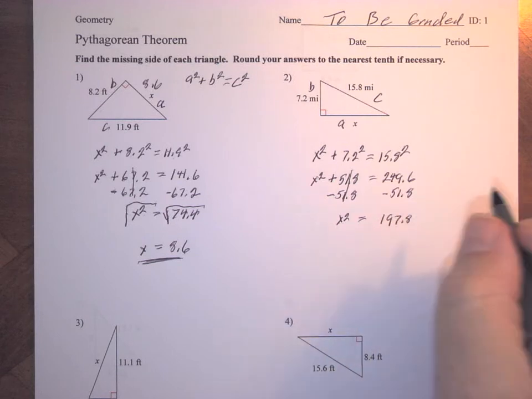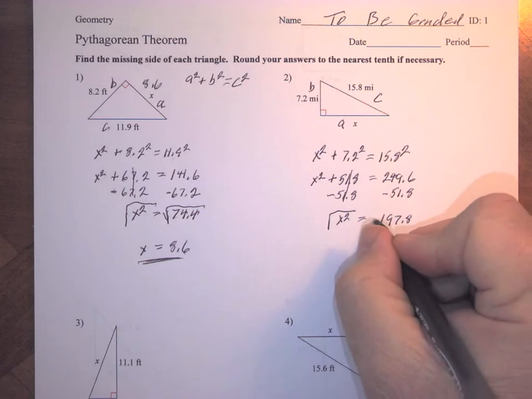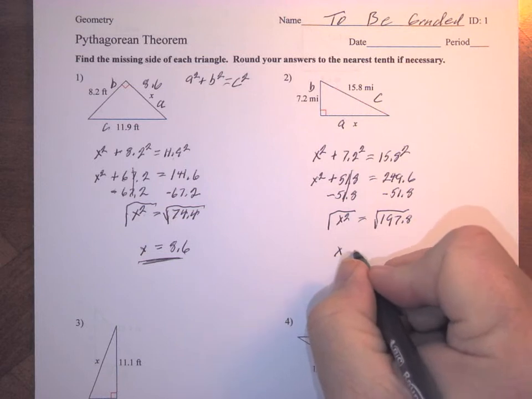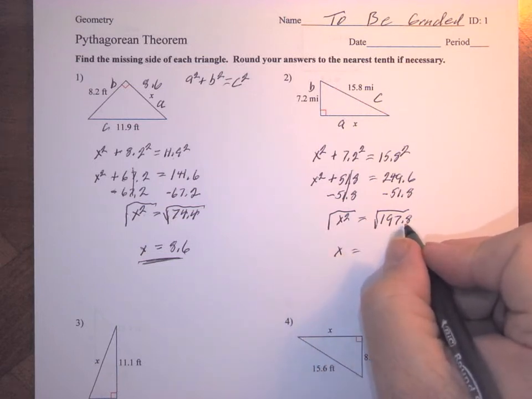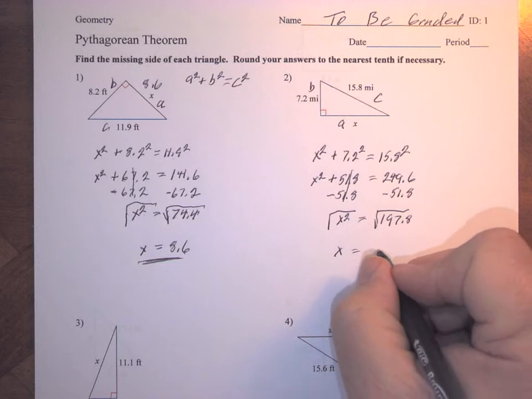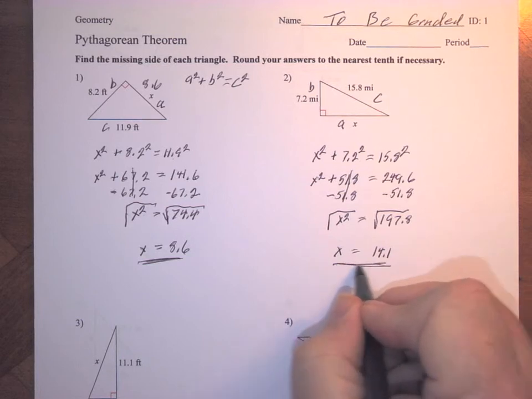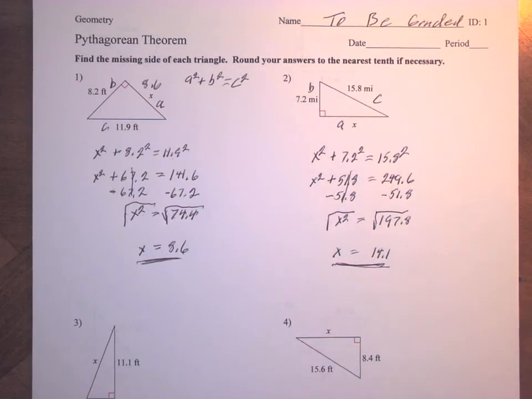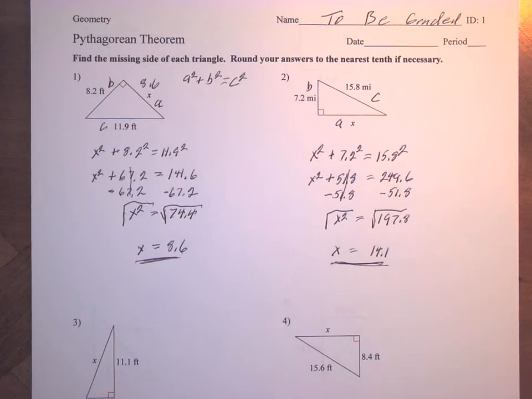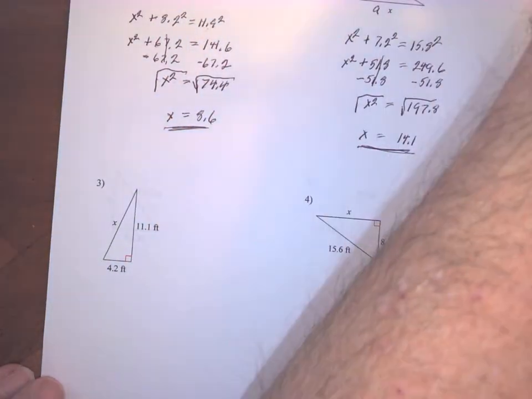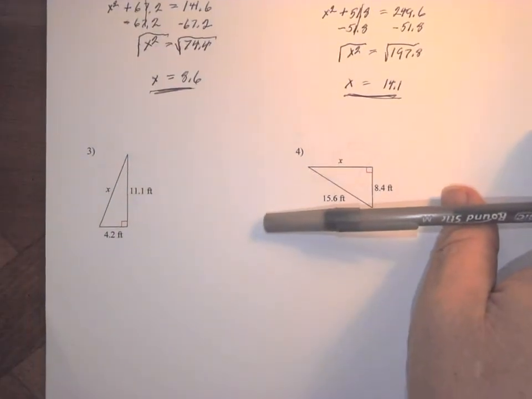197.8. We're going to take the square root of both sides, and the square root of x squared is x, and the square root of 197.8 is equal to 14.1. And that's the solution to our problem. Guys, this is stuff that y'all have seen before, and I think you shouldn't have much of a problem with it. That's why I'm going to grade this one, and we'll go from there. But let's take a look at number 3.